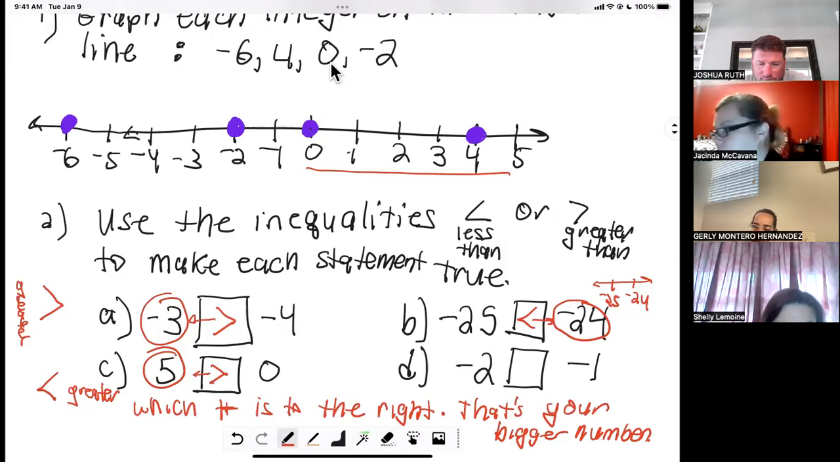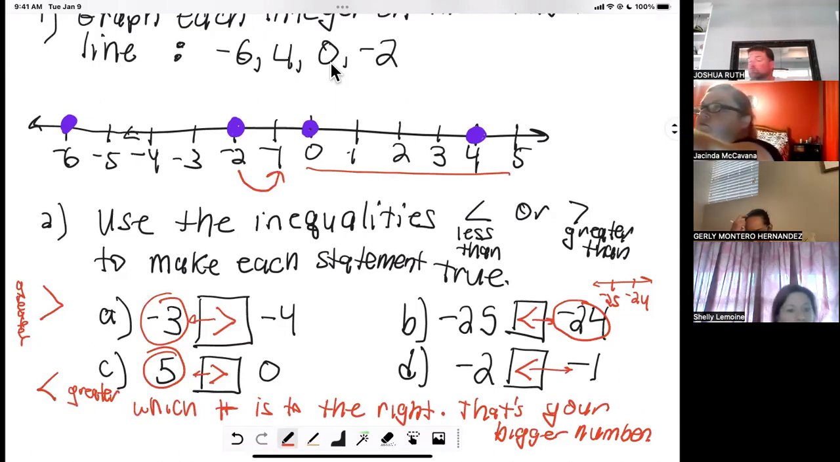And if I look at -2 and -1, -1 is to the right of -2. So -1 is bigger. So my opening is going to be where the -1 is. And that means I'm saying -2 is less than -1.